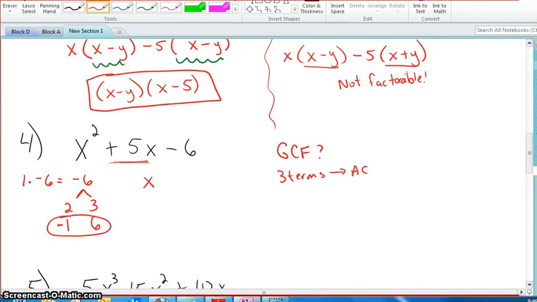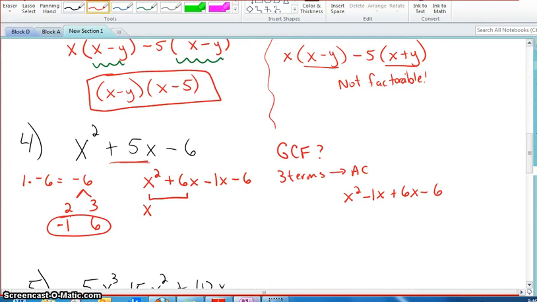So I rewrite it, x squared plus 6x minus 1x minus 6, or you could write it x squared minus 1x plus 6x minus 6. It's your choice. I'll do both and show you that it doesn't matter. You'll get the same answer.